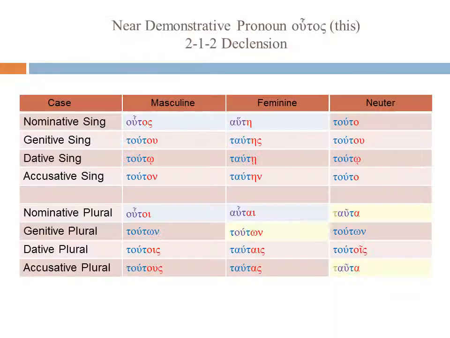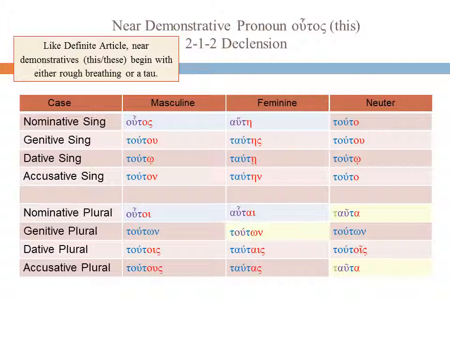The near demonstrative pronoun houtos is in a 2-1-2 declension. And although it's a pronoun, the easiest way to think of these is as adjectives in the 2-1-2 declension. And all you have to then do is learn what the nominative singular is of that near demonstrative, and you know how it's going to break down in all of the other cases. So there are only a couple of things that we need to add to our knowledge, and for houtos, like the definite article, remember the definite article, you had a choice. The definite article could begin like ho, he, the nominative singular for the masculine and the feminine with a rough breathing. Everything else began with a tau.